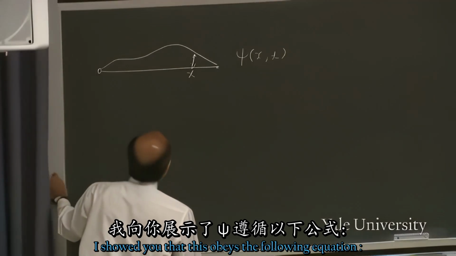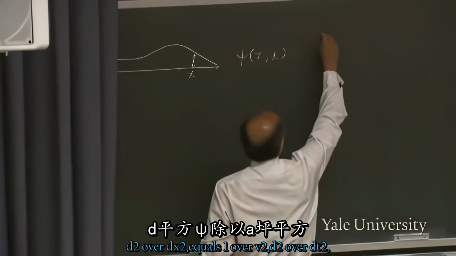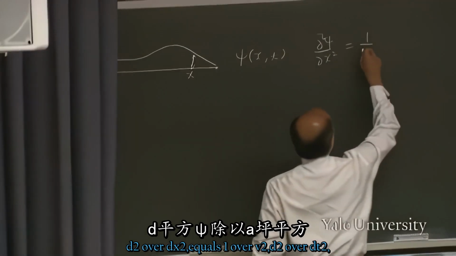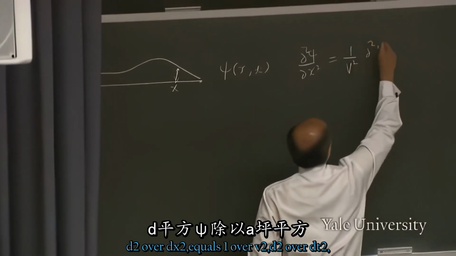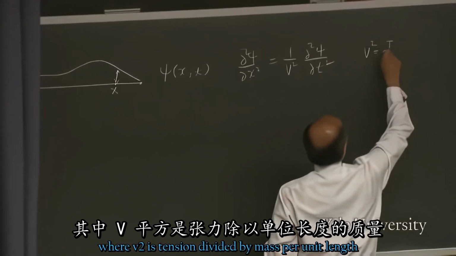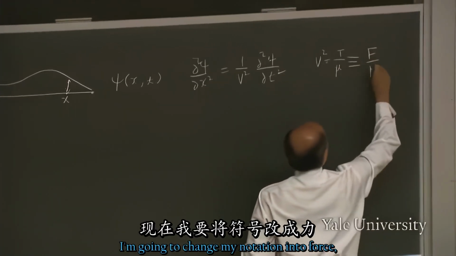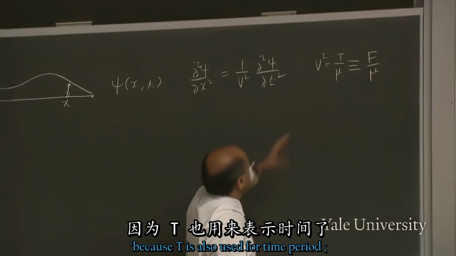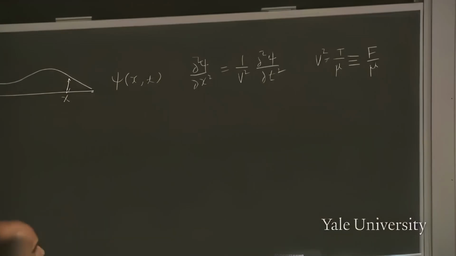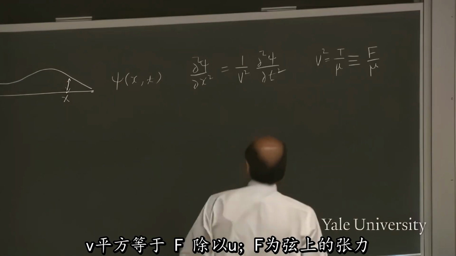I showed you that this psi obeys the following equation: d squared psi over dx squared equals 1 over v squared d squared psi over dt squared, where v squared is tension divided by mass per unit length. I'm going to change my notation into force, because T is also used for time period, so it's going to get me in trouble very soon. So let's just change the formula to what's used in the books. V squared is F over mu. F is the tension on the string.